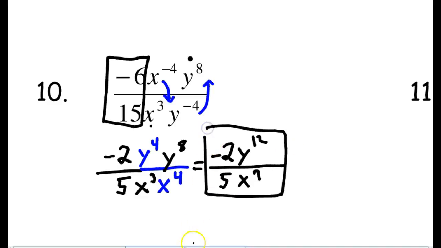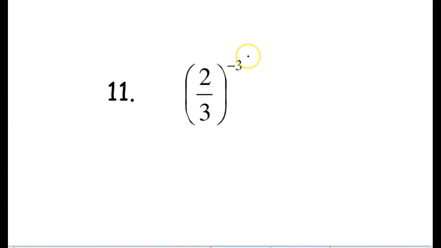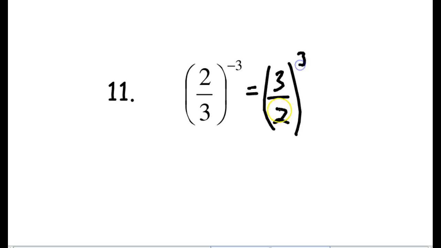Number 11. Right, let's take care of the negative exponents first. As you can see, when we have a negative exponent, we tend to take care of it and make it positive first before anything else. So negative exponent means flip. So you can move the 2 to the bottom and 3 to the top, which is the same as just flipping the whole fraction. And once you've flipped it, it is now a positive exponent.